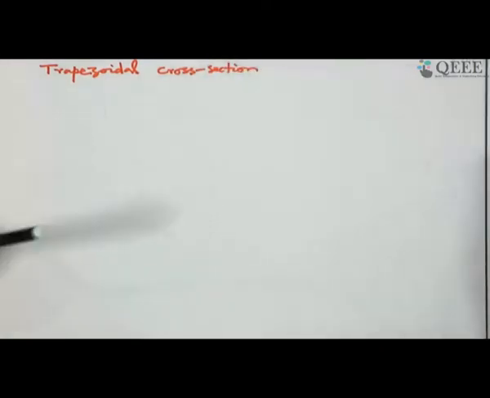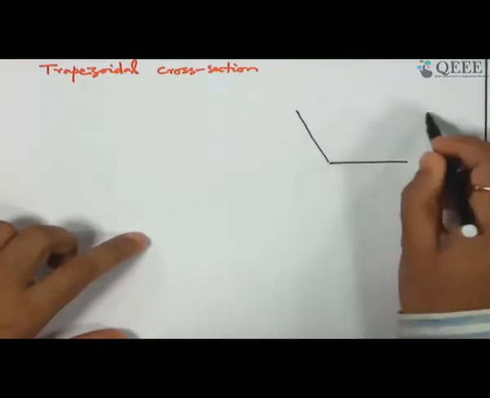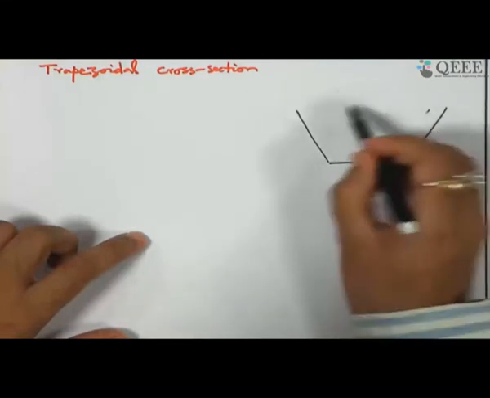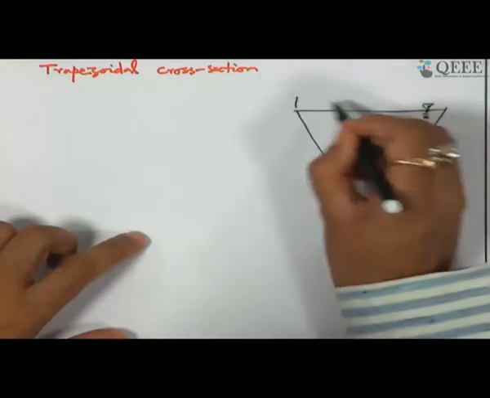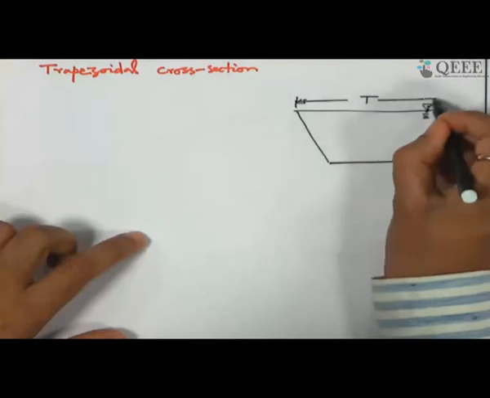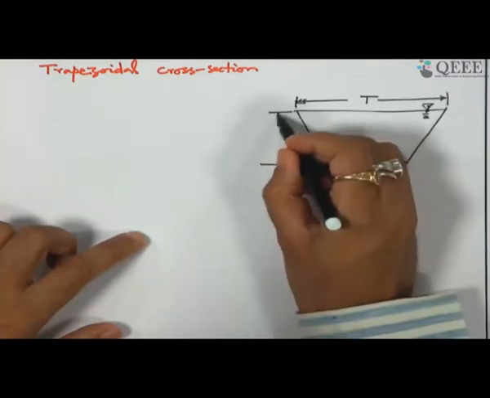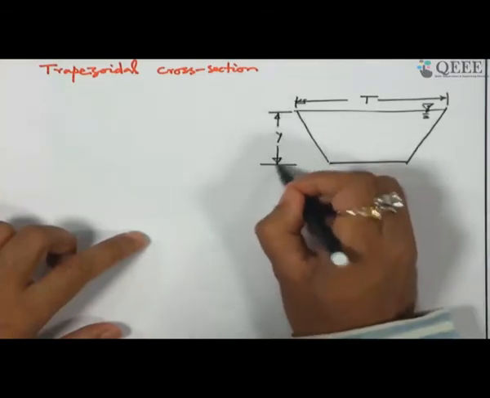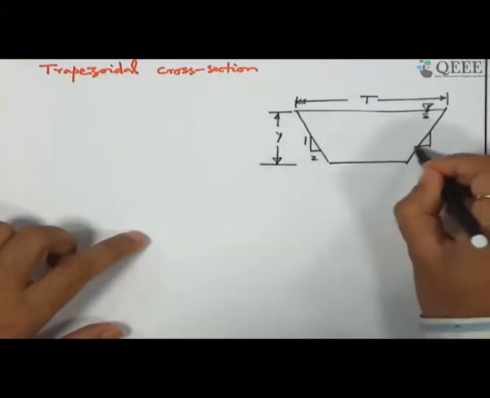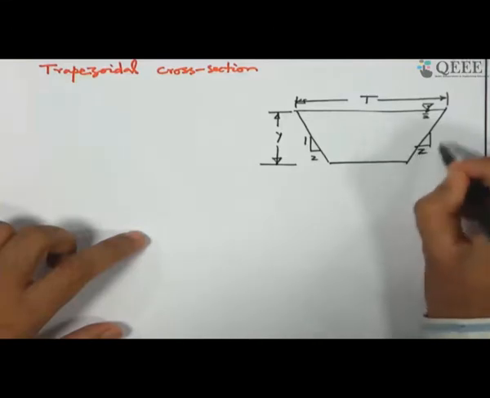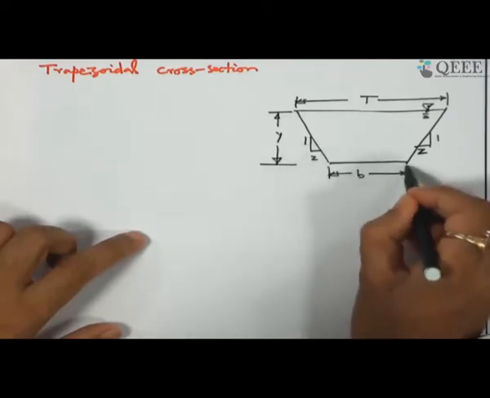Trapezoidal cross section. In case of trapezoidal cross section, T is the total top width, Y is the depth of flow, 1 : Z is the side slope related parameter, and B is the bed width.